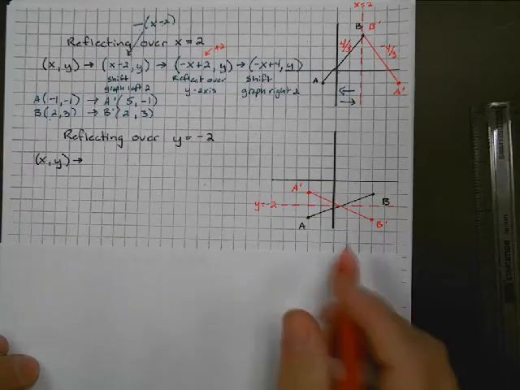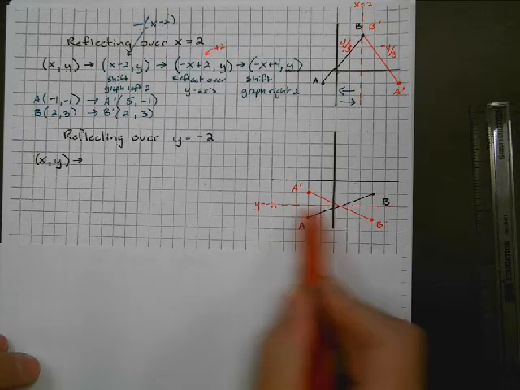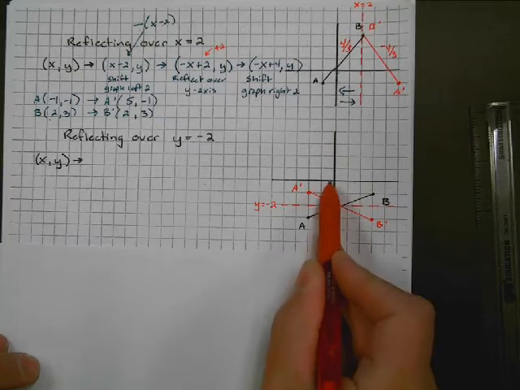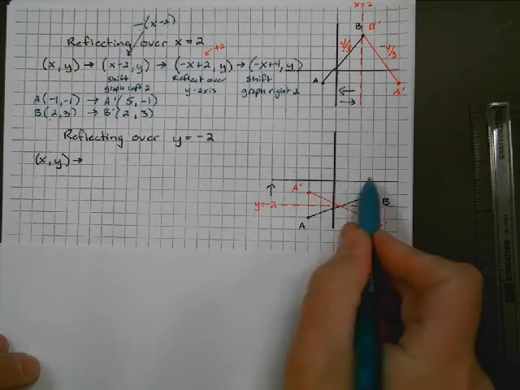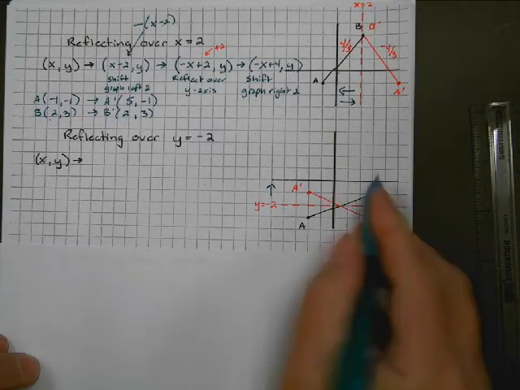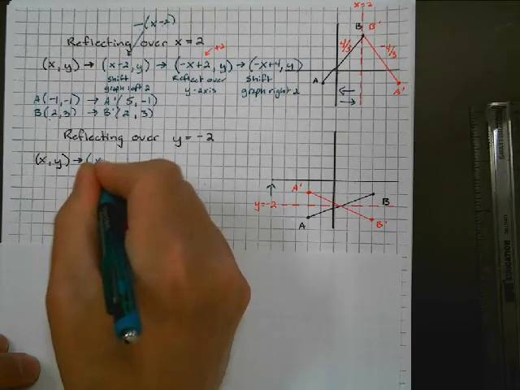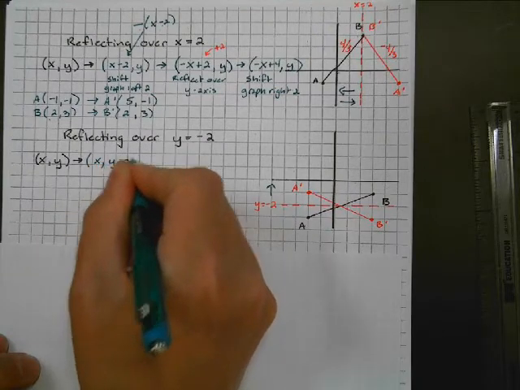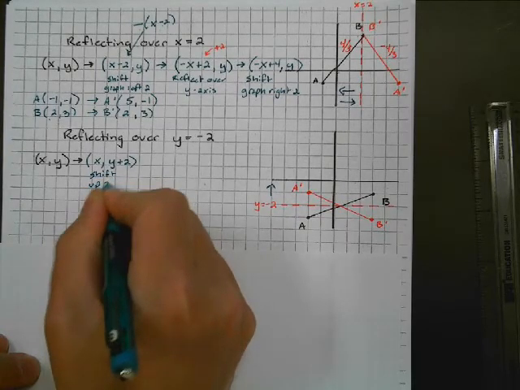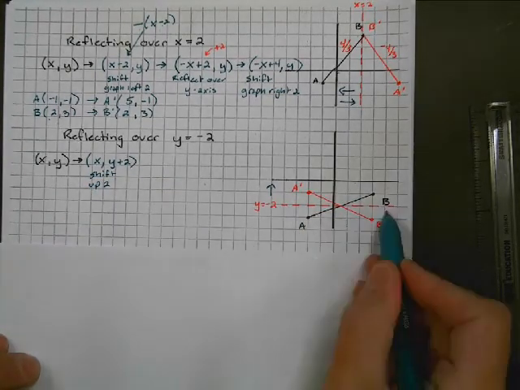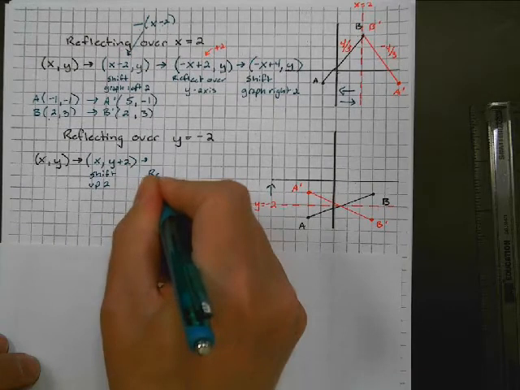Now, how would I do this one as my coordinate notation? Well, the first thing I would need to do is, this is kind of like the x-axis, except I would need to shift the graph up 2 units. So I'd need to go up 2 units to shift this up to here so that I can reflect over the x-axis. So if I shift it up 2 units, that would be (x, y plus 2). So I shift the graph up 2. Okay, and then this line of reflection would be on the x-axis. So then I would reflect over the x.